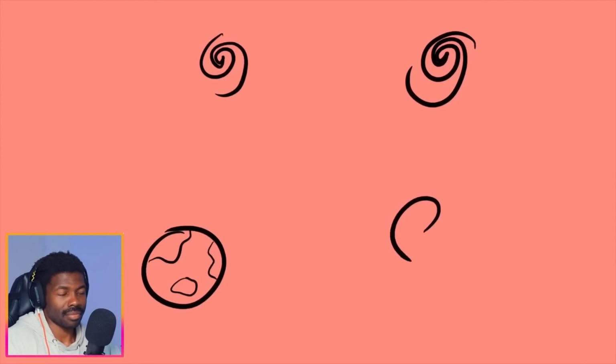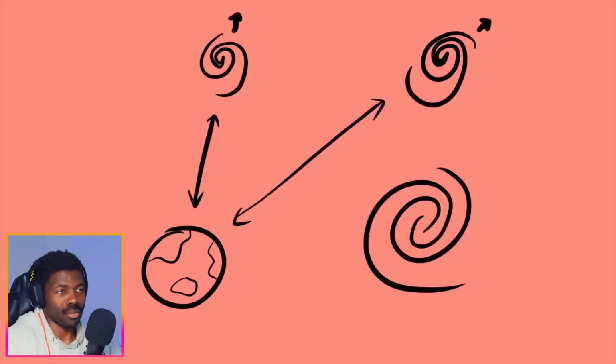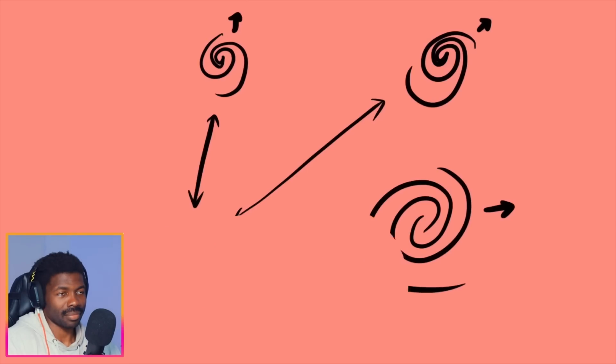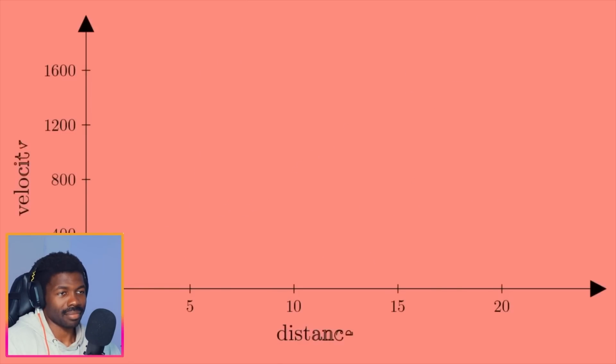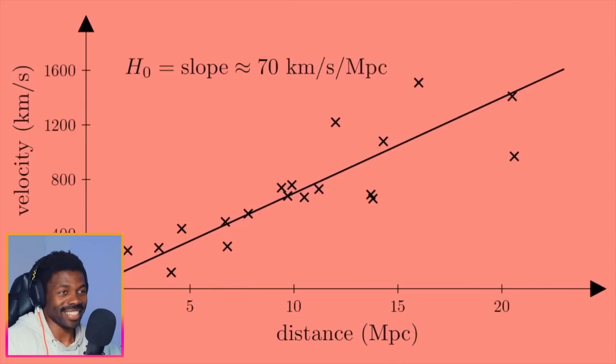The idea is as follows. Take a sample of a whole bunch of distant galaxies, and for each galaxy measure two things: how far away it is, and how fast it is moving away. If the universe is expanding, then we would expect galaxies further away to be moving away faster. So take all the galaxies and plot them on a graph, with velocity on the y-axis and distance on the x-axis. The galaxies tend to fall along a straight line, and the slope of this line, now called the Hubble Constant, describes the rate of expansion of the universe. If you do all the measurements, you get a slope of approximately 70. 70 what? 70 kilometers per second per megaparsec.